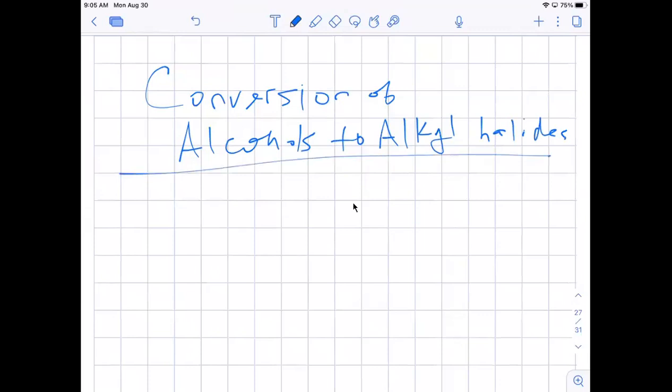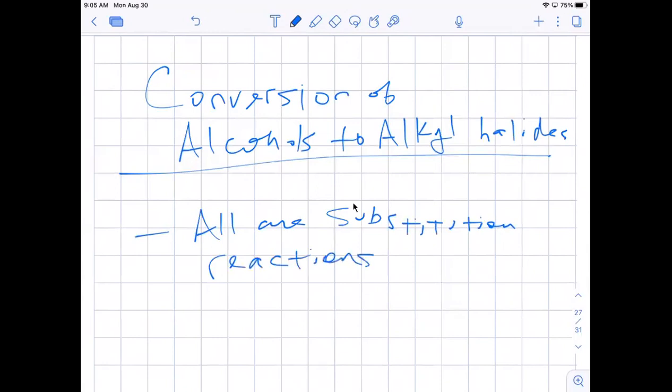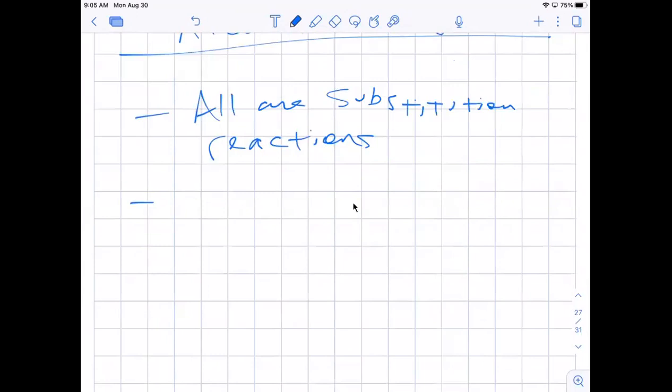And hopefully you had a chance to watch the videos that I sent, because we're going to jump right into the mechanism of these reactions and how they work. All of these reactions are substitution reactions. Right? All of them are substitutions. The type of substitution is going to vary. We're looking at three mechanisms. Two of them are going to be SN2 type, and then one is SN1 type.